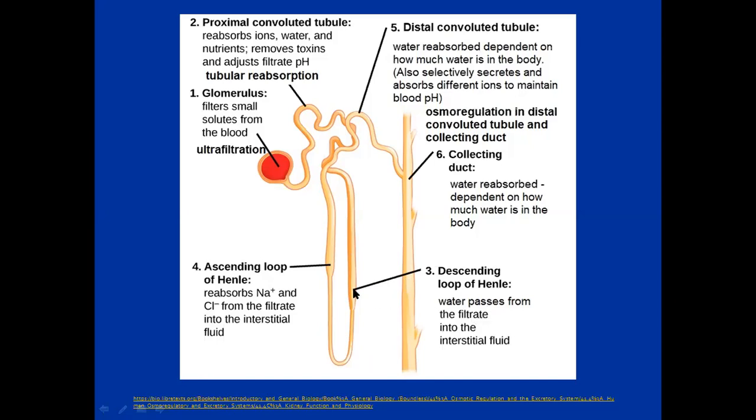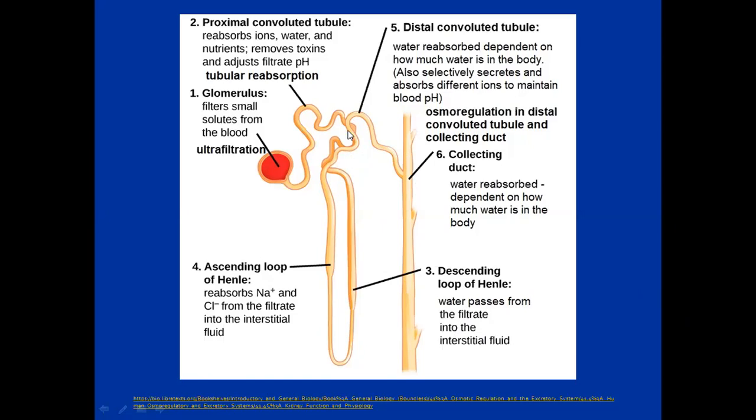So a certain amount of water will also move from the loop of Henle into the surrounding tissues and then into the peritubular capillary network. There's no regulation. The body is unable to regulate how much water is reabsorbed there. Okay. Then the main part of osmoregulation occurs in the distal convoluted tubule and the collecting duct.